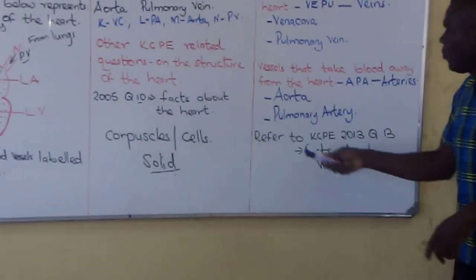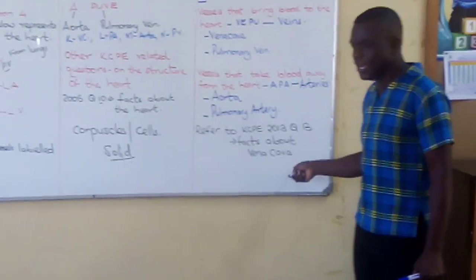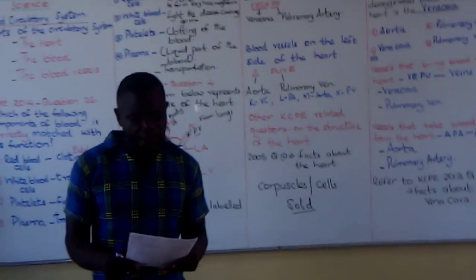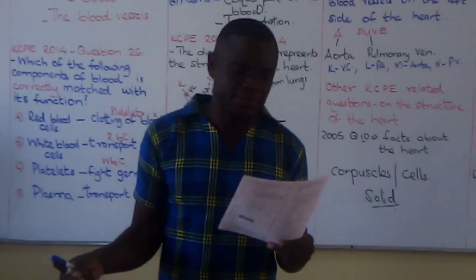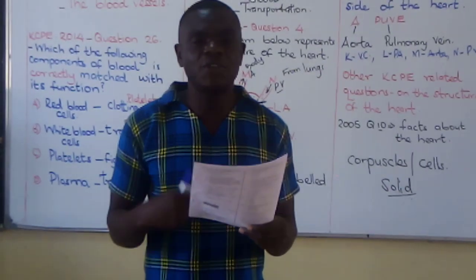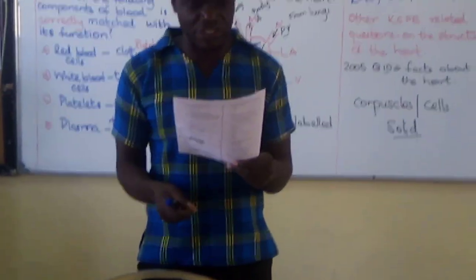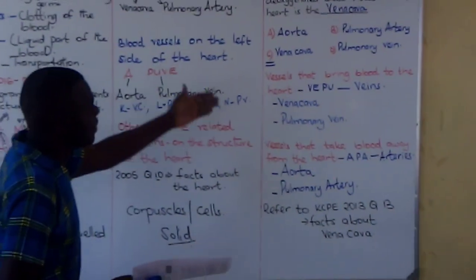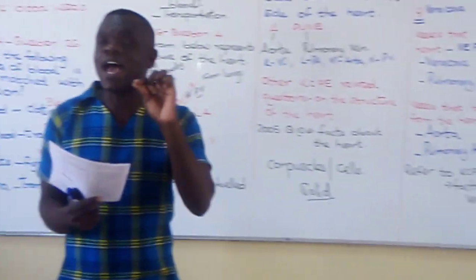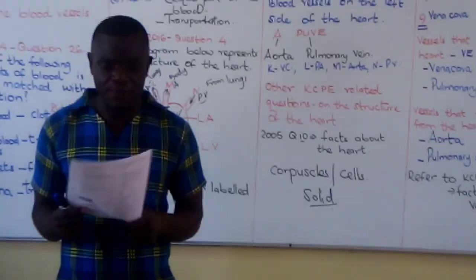Now, we refer to KCPE 2013, question number 13, talking about facts about vena cava. Which of the following statements is true about vena cava? It carries: A, deoxygenated blood; B, blood from the lungs; C, blood under high pressure; D, blood from the heart. Now, from our explanation here, boys and girls, you will be able to answer this question. I'm not going to answer this question for you. Please take it as a challenge and sit down and answer that question.